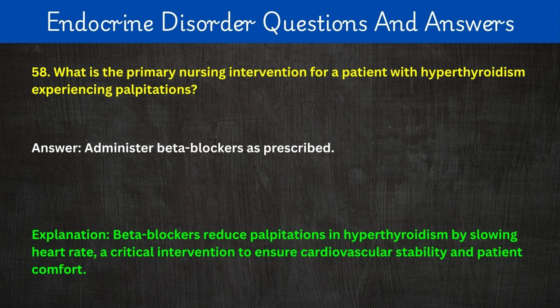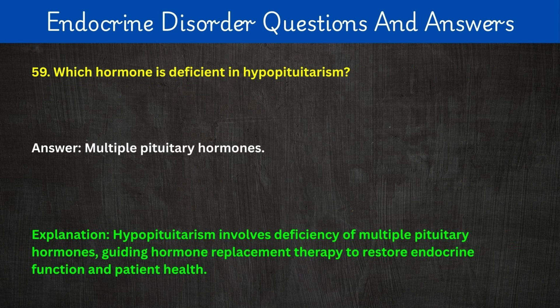58. What is the primary nursing intervention for a patient with hyperthyroidism experiencing palpitations? Answer: administer beta blockers as prescribed. Explanation: beta blockers reduce palpitations in hyperthyroidism by slowing heart rate, a critical intervention to ensure cardiovascular stability and patient comfort.